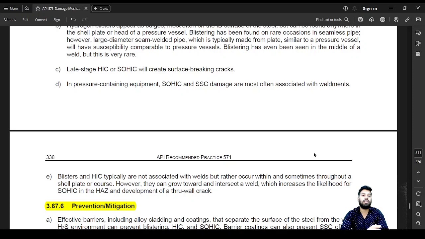Late stage hydrogen induced cracking or stress oriented hydrogen induced cracking will create surface breaking cracks. In pressure containing equipment, stress oriented hydrogen induced cracking and stress corrosion cracking damage are more often associated with the weldments.